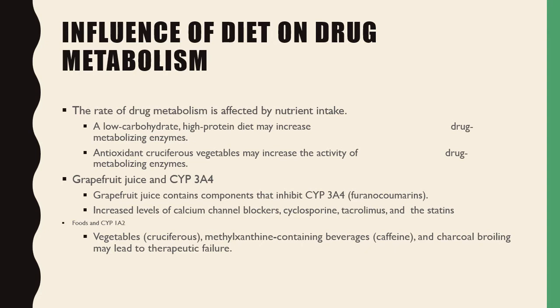Antioxidant cruciferous vegetables can increase the activity of drug metabolizing enzymes. Classically, we think about grapefruit juice and the furanocoumarins and how they affect CYP3A4. Not the same as the last CYP450 conversation we were having, but they affect CYP3A4, which is also quite well known in things like calcium channel blockers, cyclosporin, tacrolimus, and all the statin drugs.